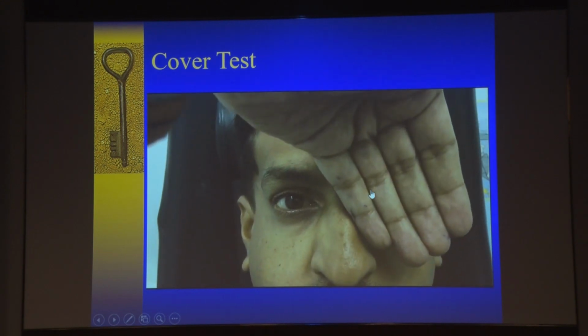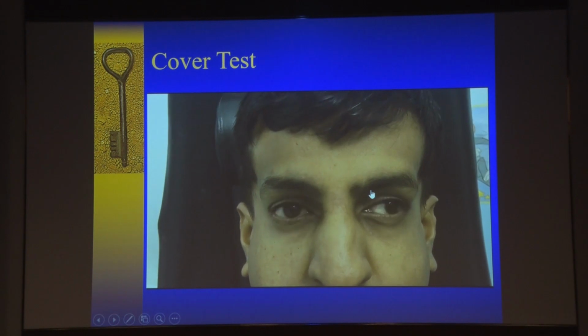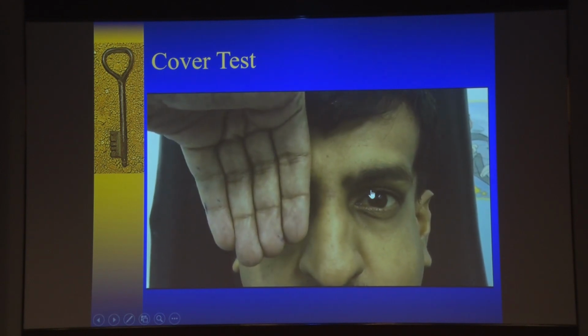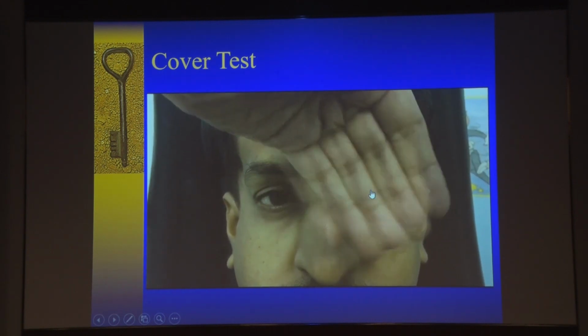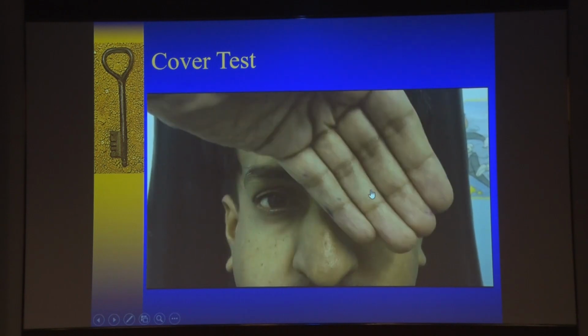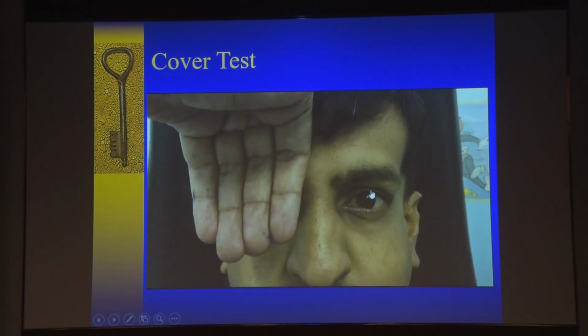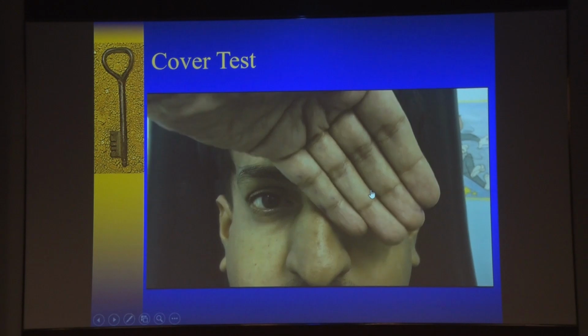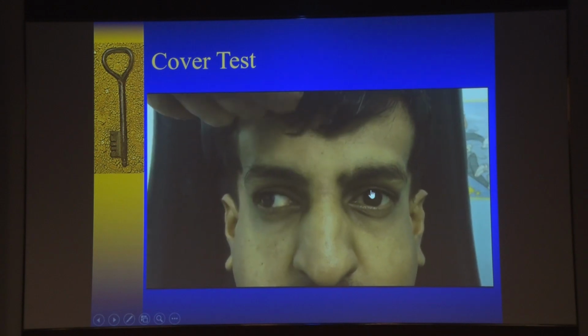When I say the word left exotropia, I don't mean that his right eye doesn't squint. Right eye squints under cover. It just tells you about the dominance. It just tells you right eye is dominant. When I say the diagnosis left exotropia, right eye is dominant. That's all I'm saying. Okay?